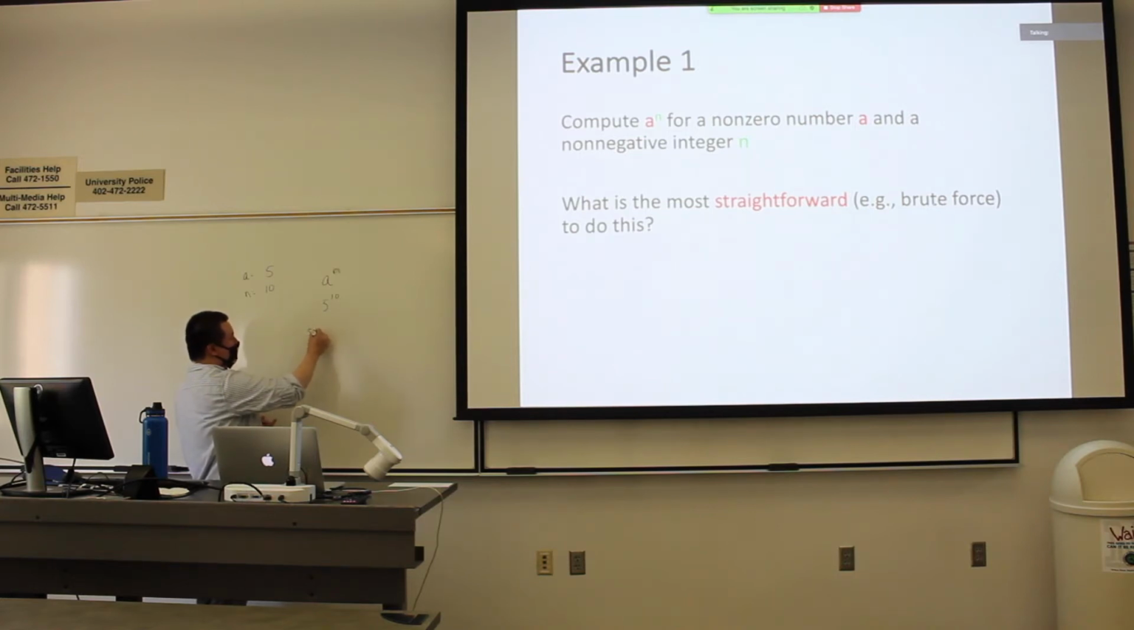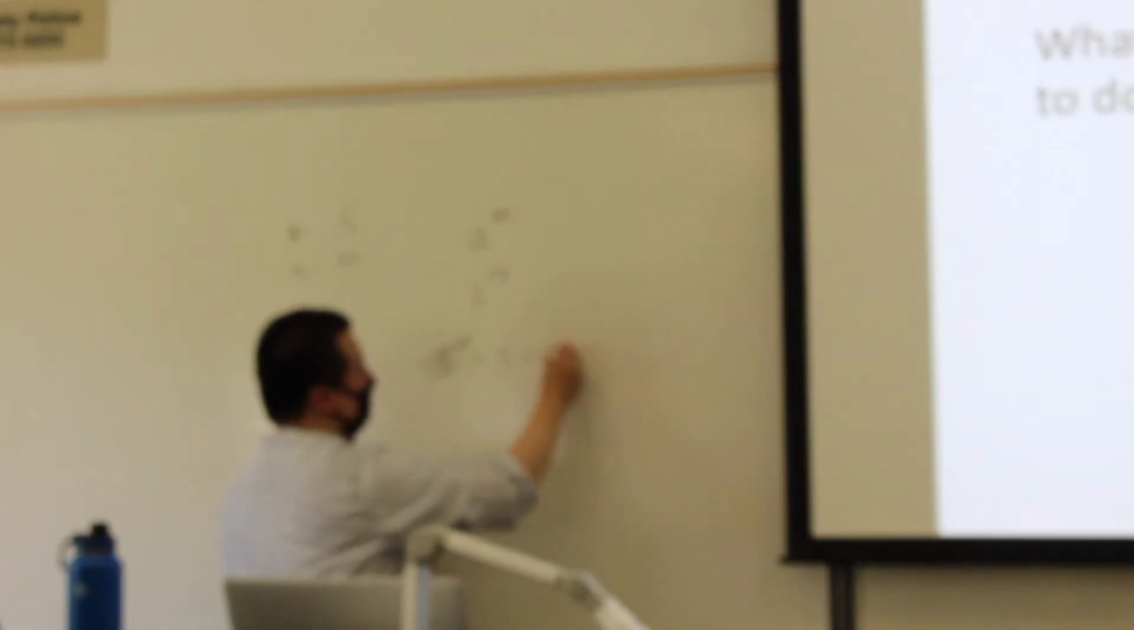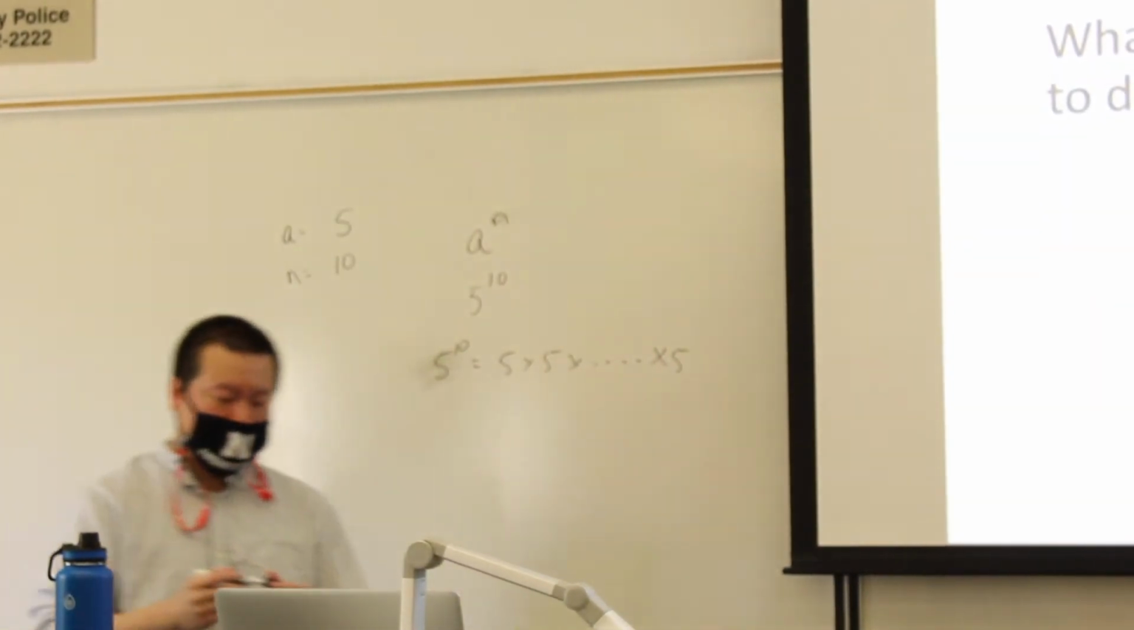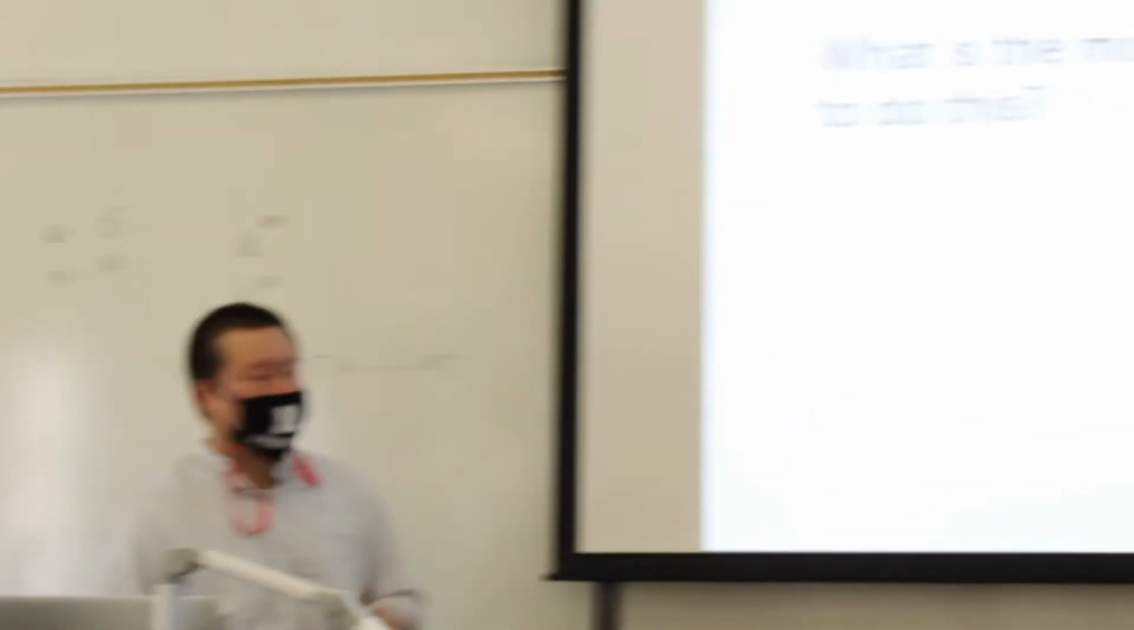So you would expand this out. You have a to the n, or in this case, 5 to the 10. So you have 5 times 5 times 5 and so on. It's not hard for this example. And in particular, this is a more general way of doing it.